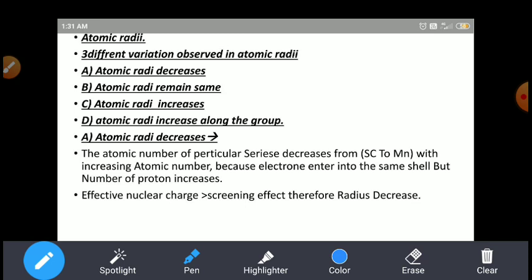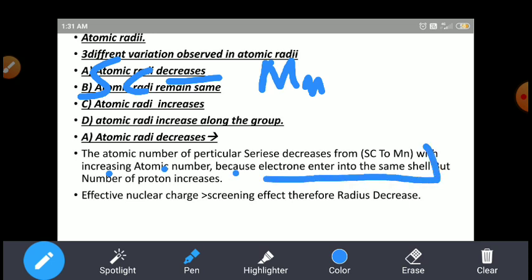So for atomic radii, four different variations are observed in the d block elements: atomic radii decreases, atomic radii remains the same, atomic radii increases, and atomic radii increases along the groups. First we will discuss the atomic radii decreases. When we move from scandium to manganese, the atomic numbers increase and electrons are shifted into the same shell.